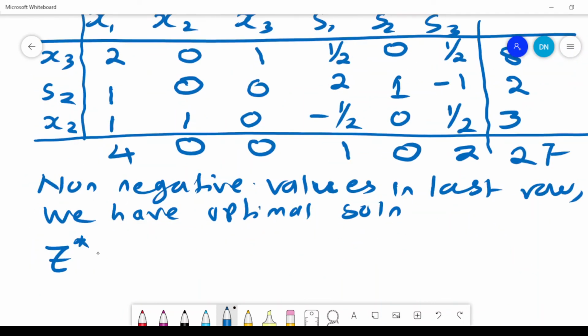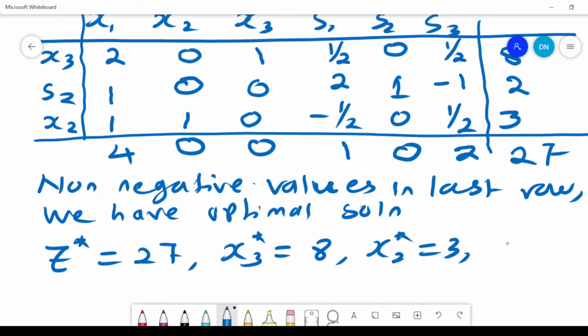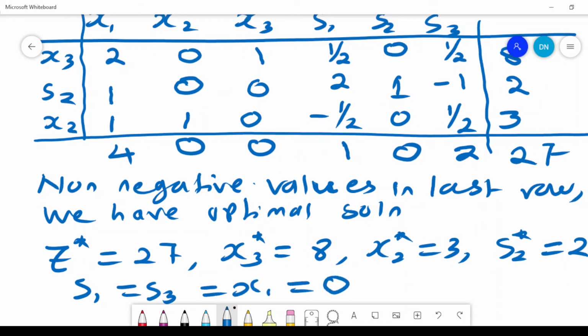And Z star will be equal to 27. X3 is 8. X2 is equal to 3. And S2 is equal to 2. So it means that S1 equals S3 equals X1 equals 0. And that will be the final solution for that.